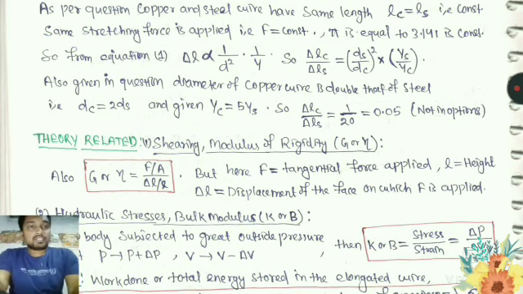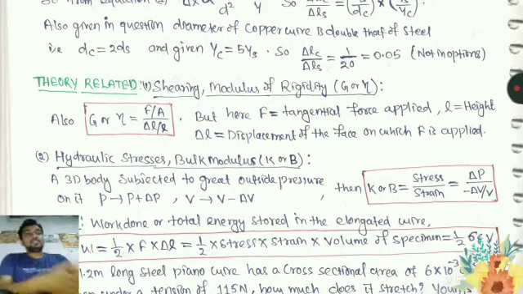Okay, the theory related to this: shearing modulus or modulus of rigidity is also the same as that of Young's modulus, F by A by delta L by L. But here L is different. L is the height, delta L is the displacement of the face on which F is applied. This is the tangential stress.